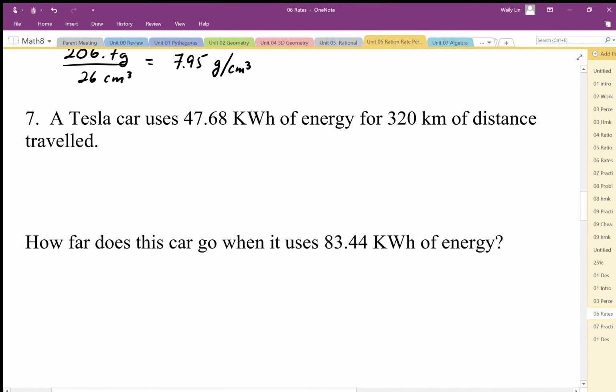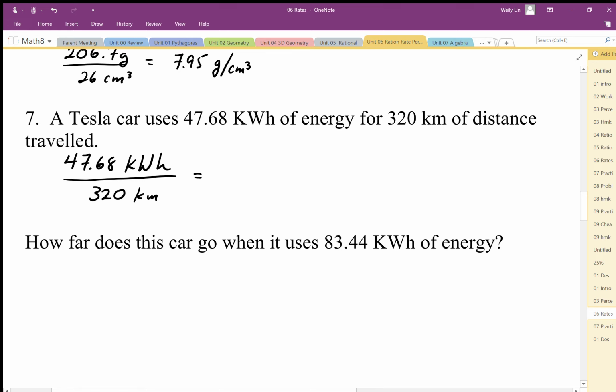A Tesla uses 47.68 kilowatt hours of energy. Okay, and it uses this energy for 320 kilometers of distance. So we're going to write this as a rate. So 47.68 kilowatt hours. That's a measurement of energy. And that much energy is used to travel 320 kilometers.